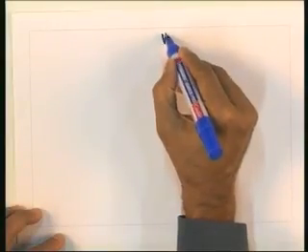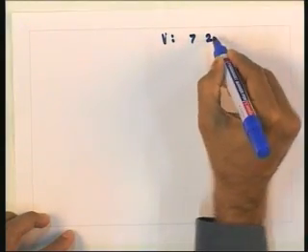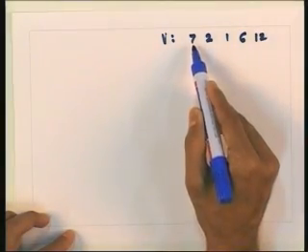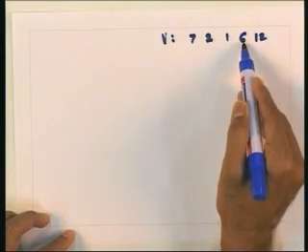So, let me take an example of a knapsack problem. Let me remind you that our knapsack problem involves filling a knapsack with objects of the maximum value. The input to this problem are two vectors. V is one of the vectors which gives the value of each object. Let us say we have V values which are 7, 2, 1, 6 and 12. This just means that the first object has value 7, the second object has value 2, the third object has value 1, the fourth object has value 6 and so on.